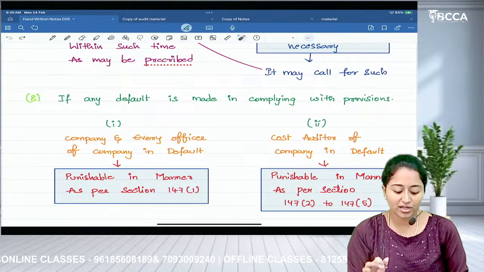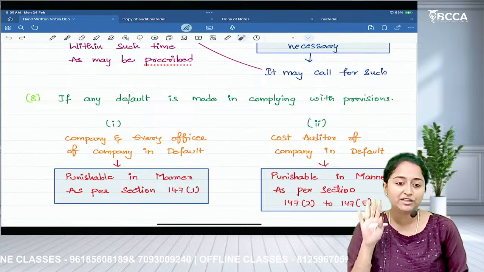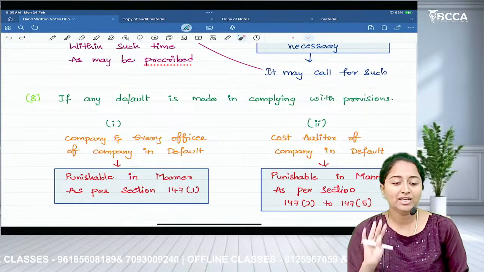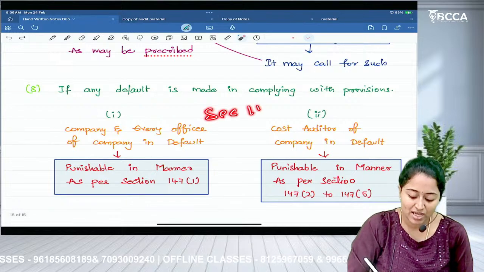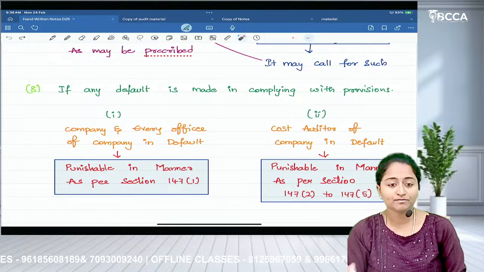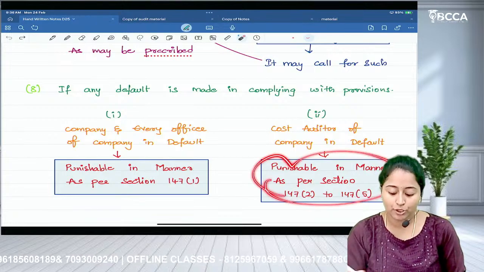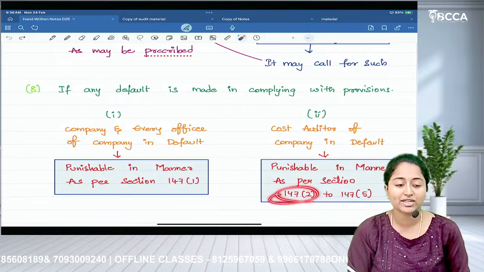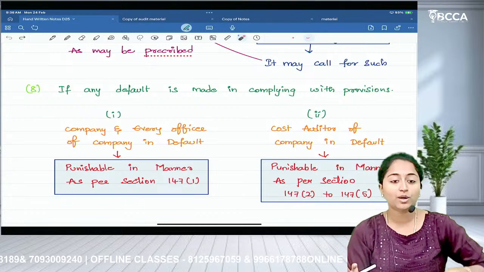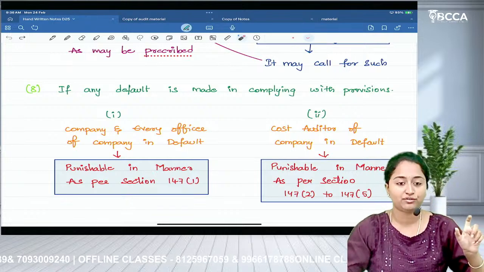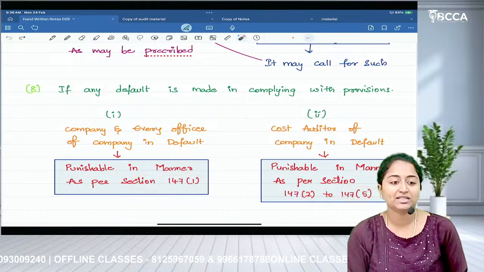Okay. For now, you have to remember, if any company and every officer of the company is in default of section 148, then they will be punishable in the manner of section 147 subsection 1. And if the cost auditor is in default, then he will be punishable in the manner as may be prescribed from 147 subsection 2 to 147 subsection 5. Not 147 subsection 2 and 5. 2 to 5. Clear? These sections will be asked as your MCQs.